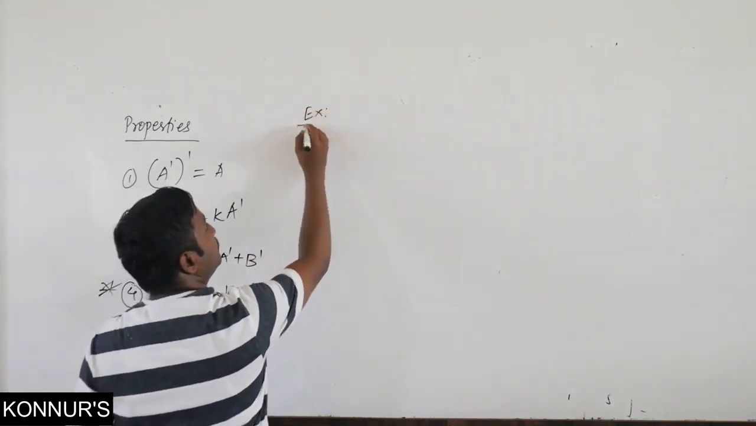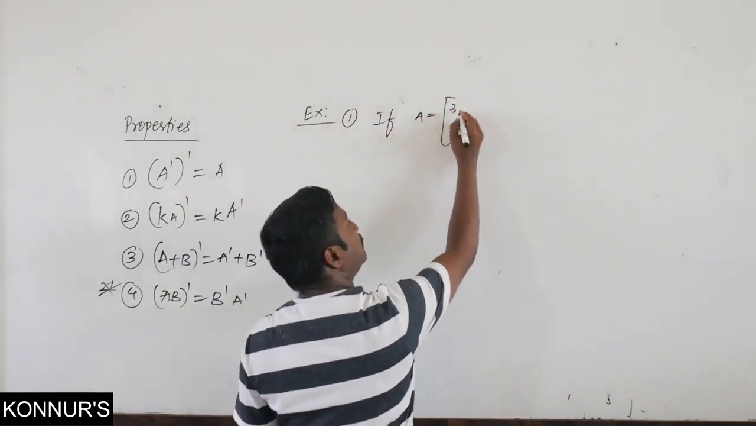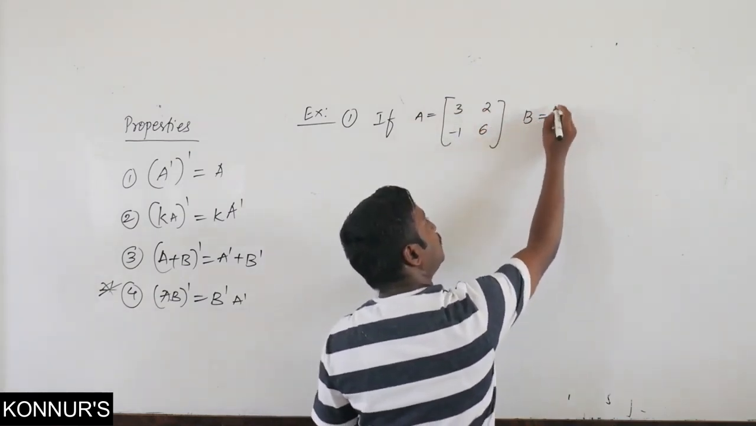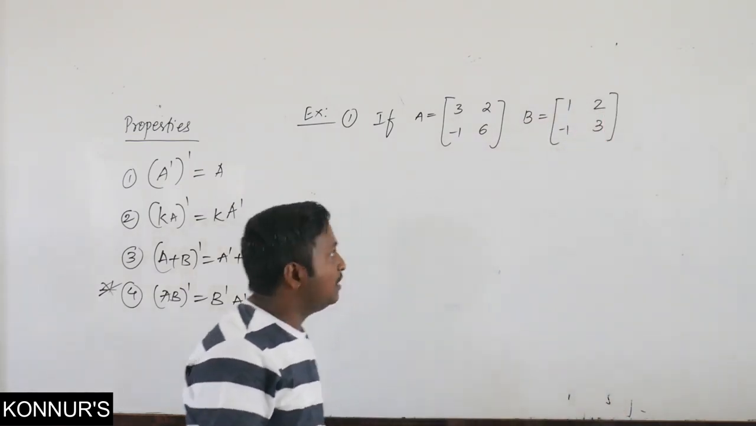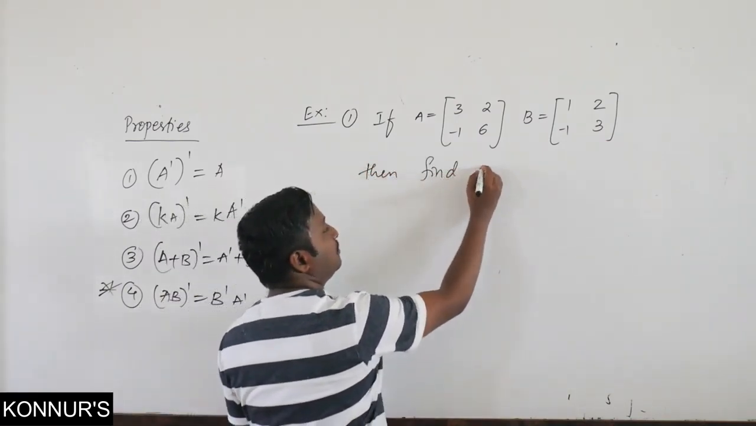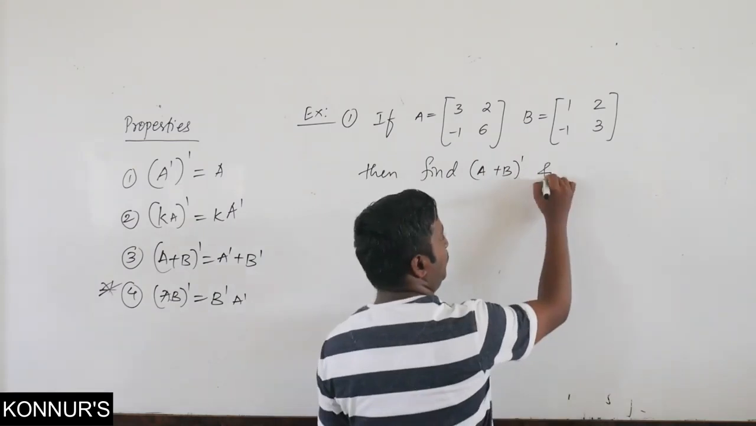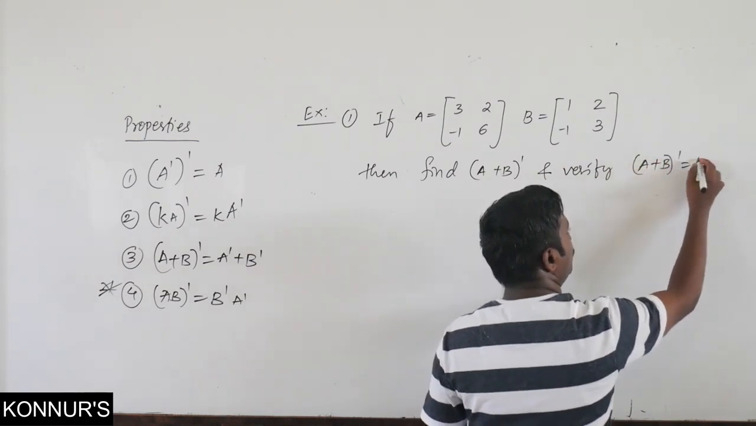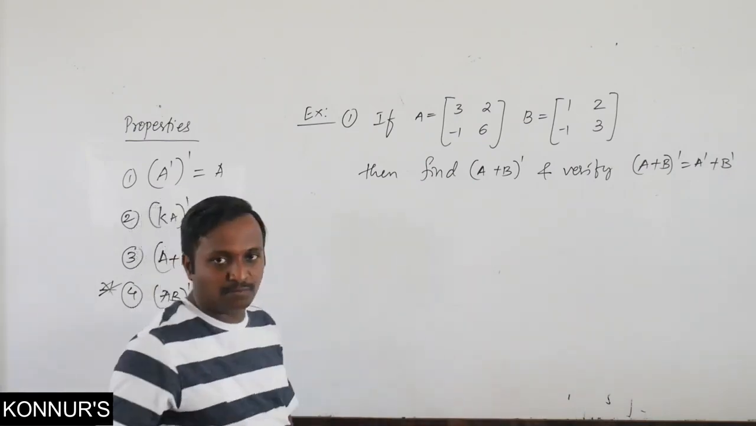Examples we will discuss. If A is equal to 3, 2, minus 1, 6, and B is equal to 1, 2, minus 1, 3. Okay, this is A and B. Then find A plus B whole dash, and verify A plus B whole dash equals A dash plus B dash. We have to verify that A dash plus B dash is nothing but A plus B whole dash.